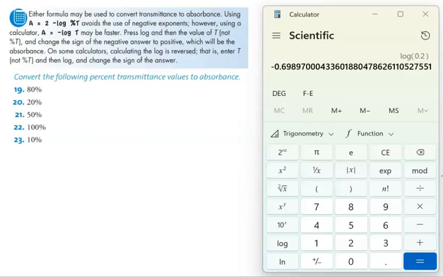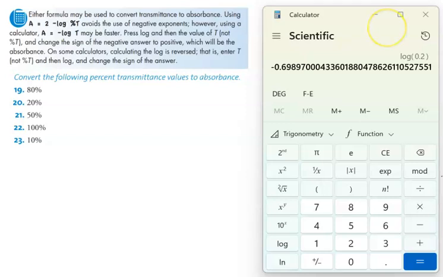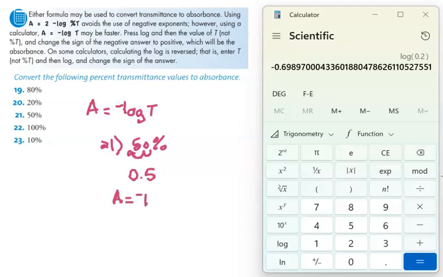Let's look at problem 21. 21 gives us 50%. So let's plug all that information in. Again, A equals negative log T is our formula, and 21 gives us 50% transmittance. If we change our 50% to a decimal, we end up with 0.5. So our A is going to equal negative log of 0.5. So that should be our formula.